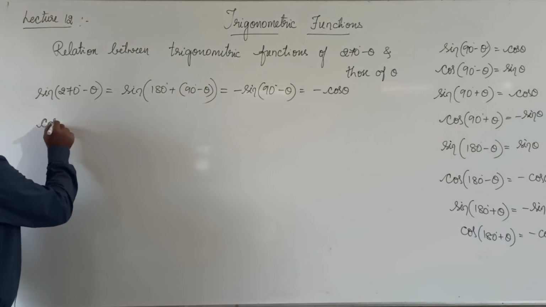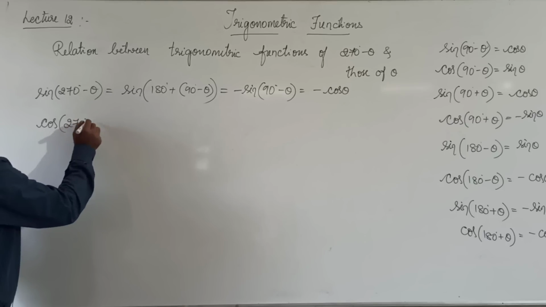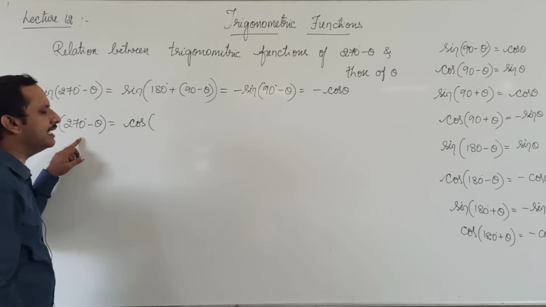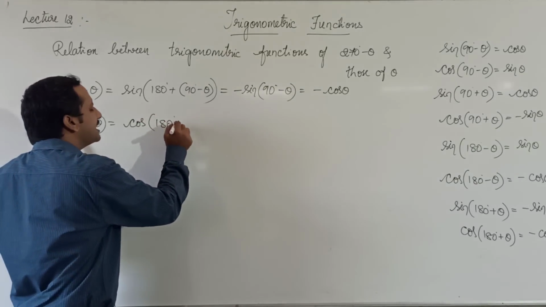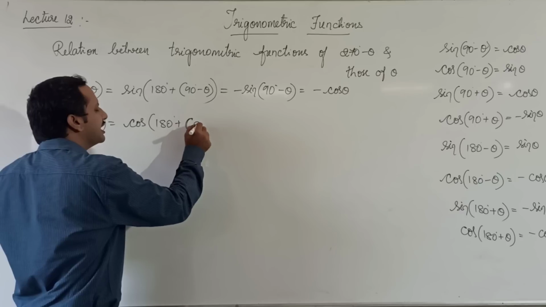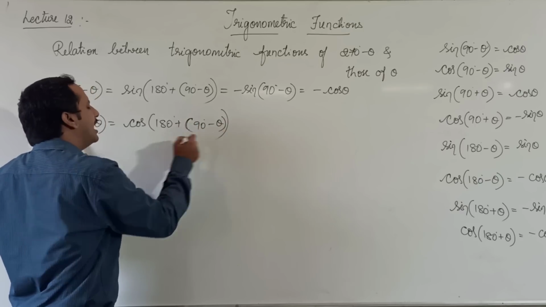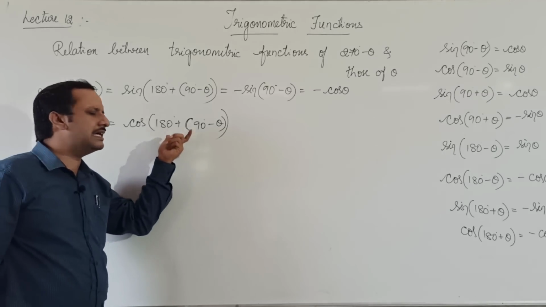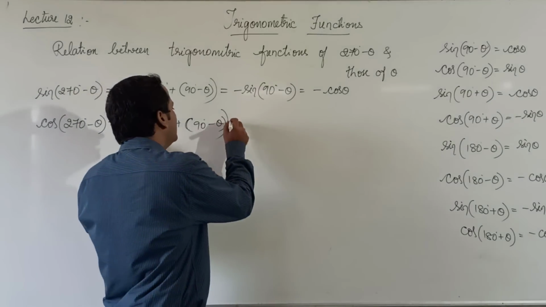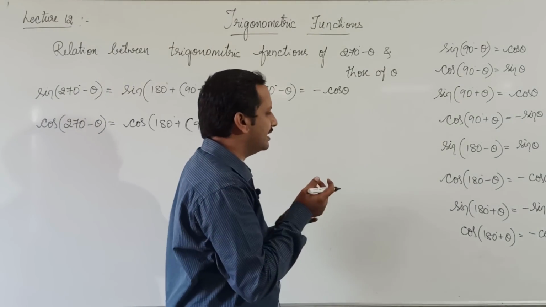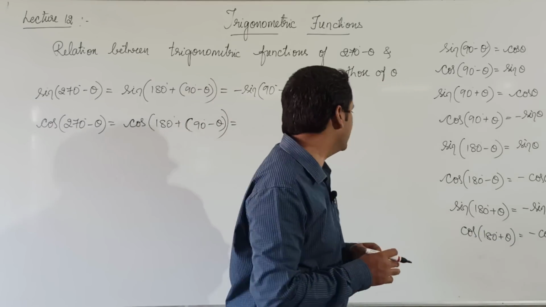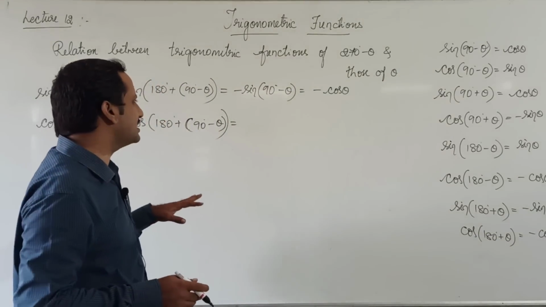Then let me take cos 270 minus theta. In the same way I will write this 270 degree as 180 plus 90, so 180 plus 90 minus theta. That's equal to cos of 180 plus theta. Cos 180 plus theta is equal to minus cos theta.